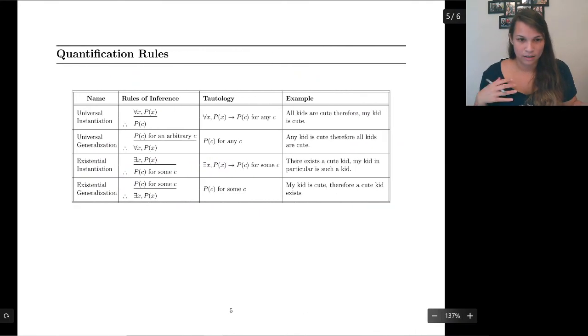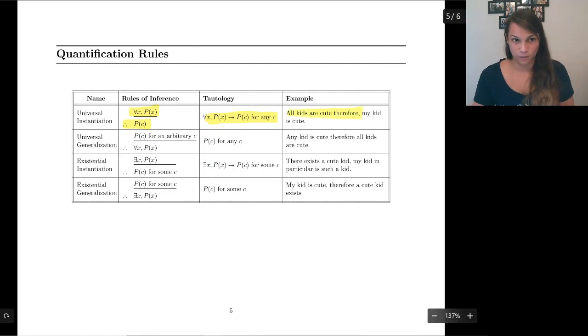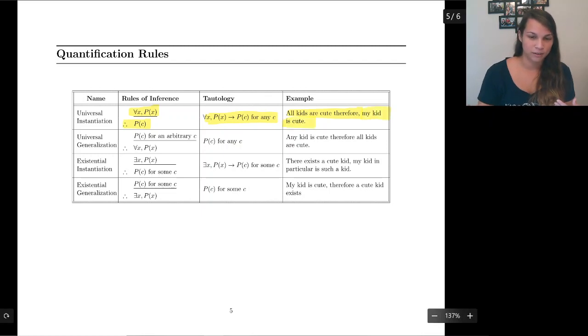All right. In addition to those rules, we also have quantification rules. The first one we have is, for all x, we get P of x. Therefore, we can assume that P holds for any C. It's true for everything, therefore it would be true for this specific case over here. That's basically what this says right here. For example, all kids are cute. Therefore, I can conclude that my child in particular is cute.